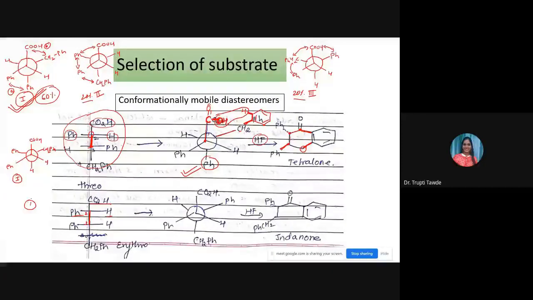Another conformation, front carbon मैंने as it is रखा, backside को rotate करो. So PH will come here, CH2PH will be down and H will be here. This is second one. And one more conformation, COOH, front carbon as it is, PH and H. Okay, and then I will have pH down. Sorry, it is not possible to write. This is CH2pH here, and this is H here.